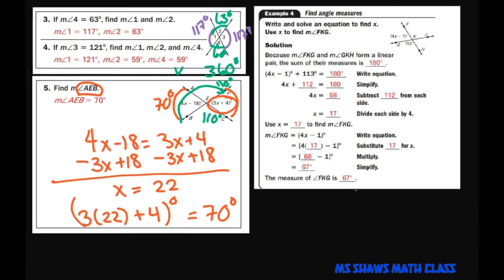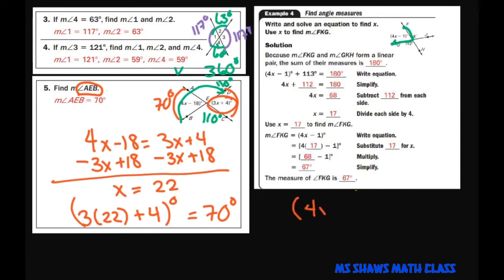All right. We actually did this at the beginning of the year, but we're going to use x to find the measure of angle FKG. So where's FKG? We want to find this angle here, that measure. I know these are supplementary angles, so I'm going to add them up as such.